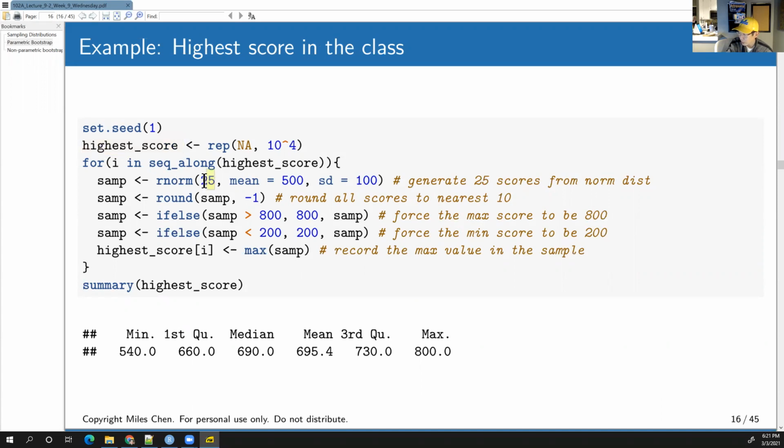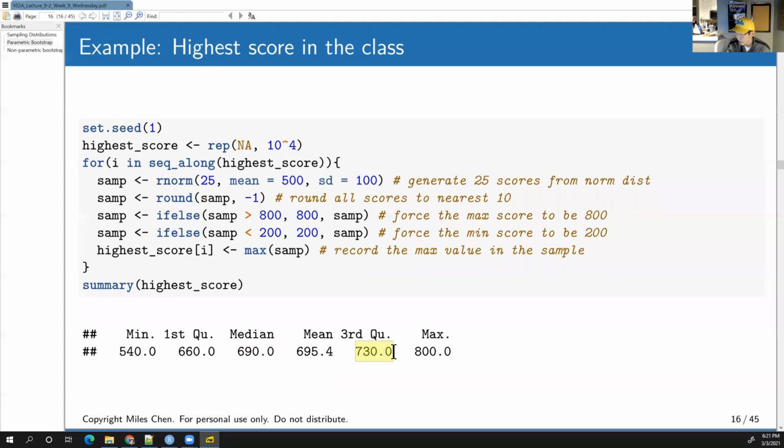We're going to take a sample of 25 values from the normal distribution where the mean is 500 and the standard deviation is 100. I put in the rules for SAT scores: rounding to the nearest 10 and capping at 800 and 200. Then from the sample, I'm just going to take the maximum value, the largest value in the sample, and record it in my vector of highest scores. What we see is that most of the time, the highest score in a classroom of 25 students is something around 690.